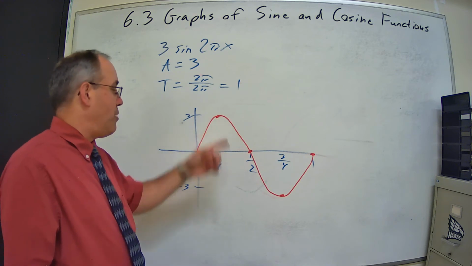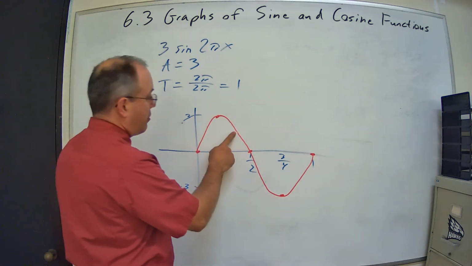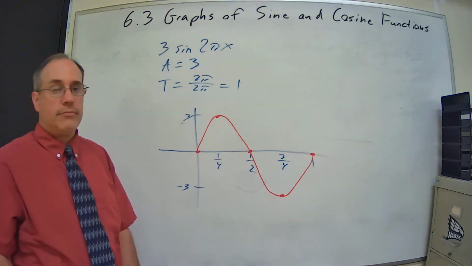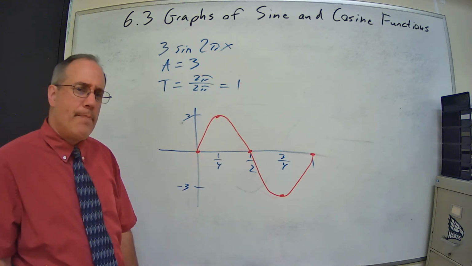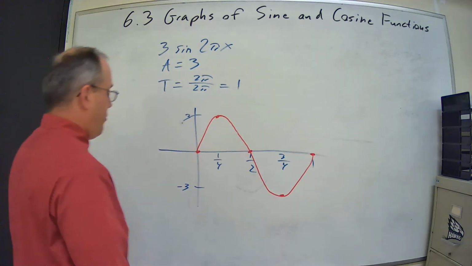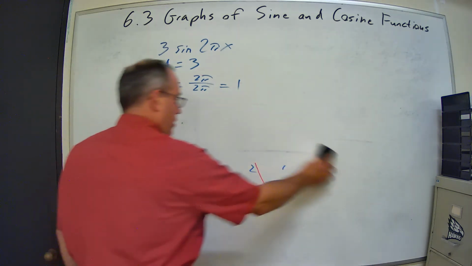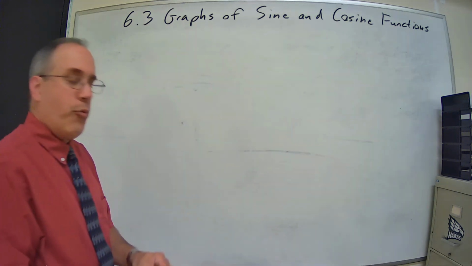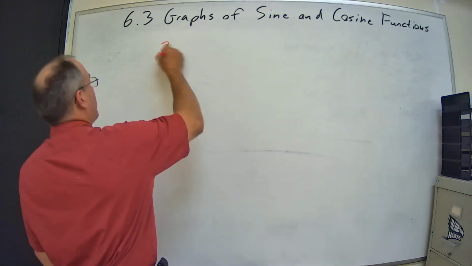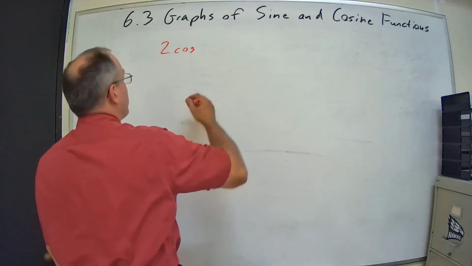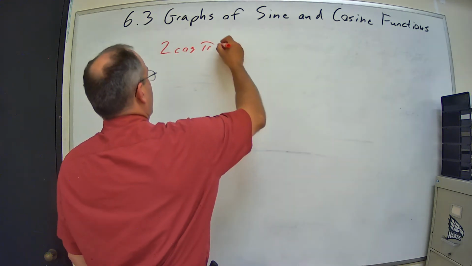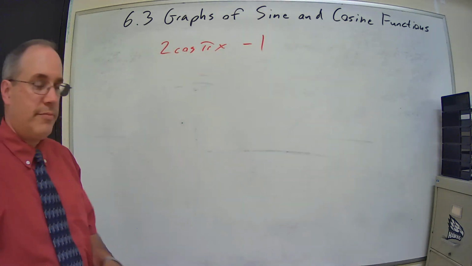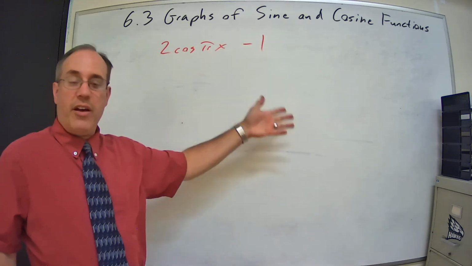I mean, yeah, I admit it. This point right here probably is not exactly where it's supposed to be. I'm not too upset about that. Okay? And you don't have to be either. In fact, and we're not going to really go into this step here, we could do something like this. 2 cosine pi x minus 1. We just added a c to this. We added a vertical shift.